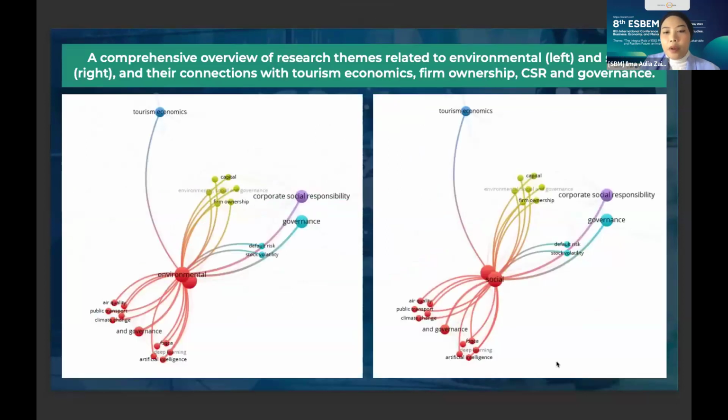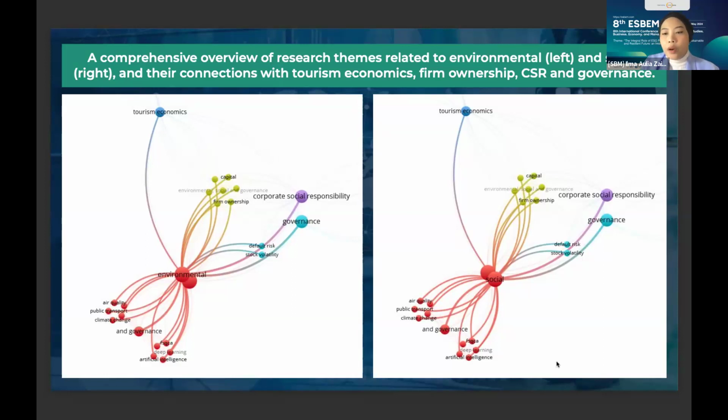So this is a comprehensive overview of research themes related to environmental on the left and social on the right, and their connections with tourism economics, firm ownership, CSR, and governance. Both visualizations refer to the environmental and social, which show significant nodes with numerous subtopics, including air quality, public transport, and climate change. And governance itself is connected with CSR, default risk, stock volatility, and capital.